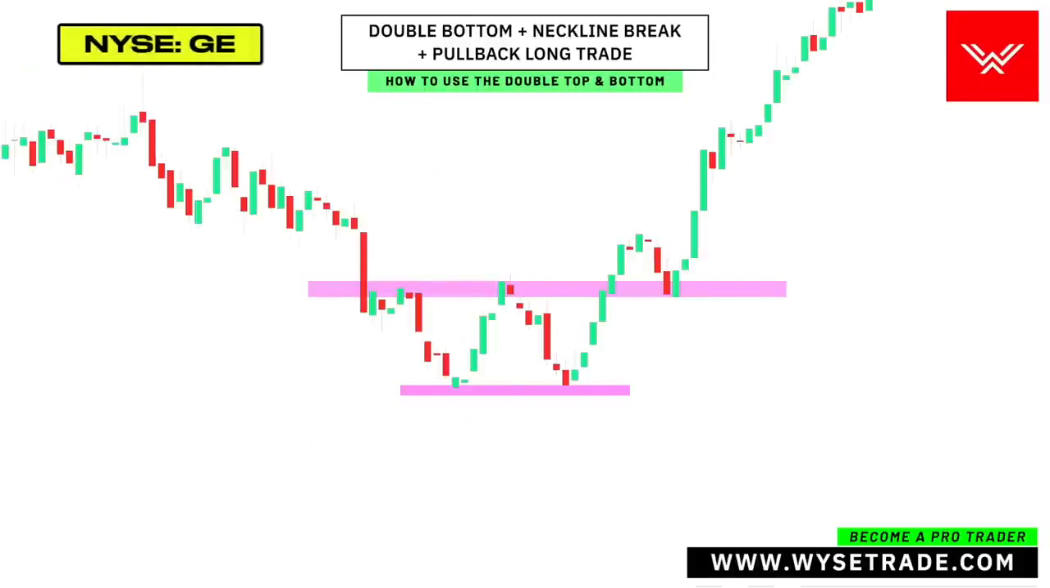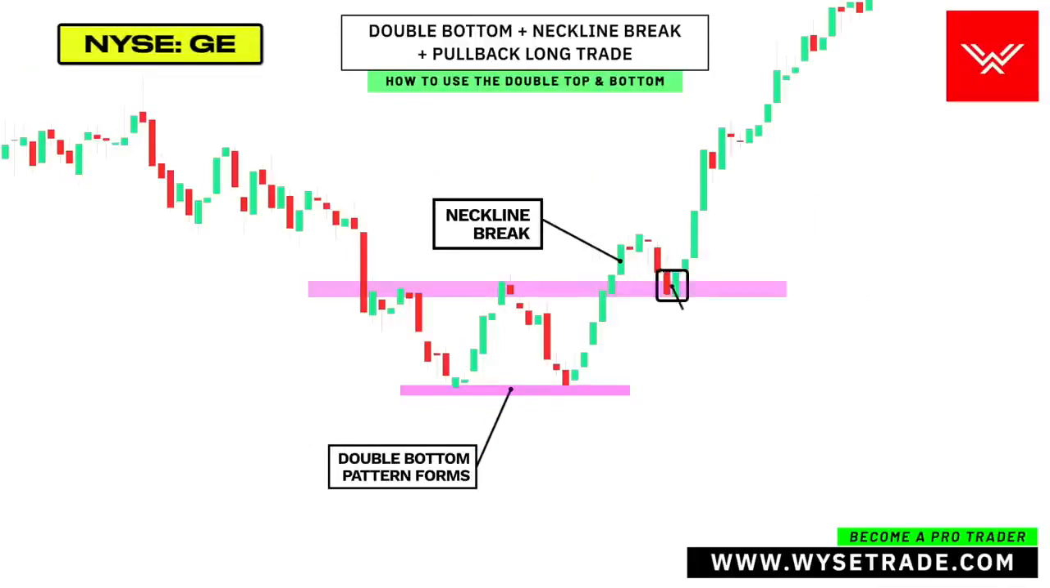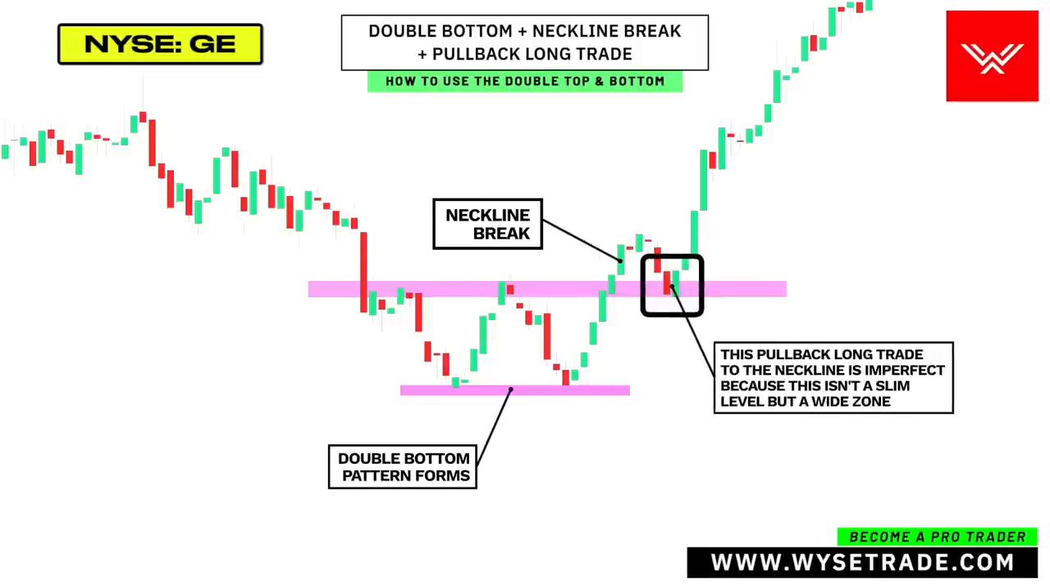This is the GE stock. Double bottom pattern, neckline break here. This here was your imperfect pullback entry to the wide zone, which presented a long trade opportunity.